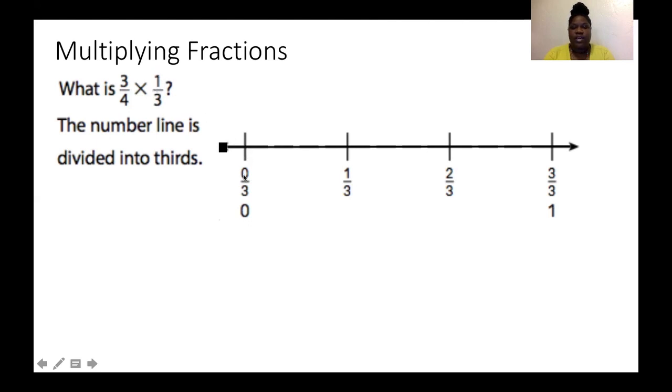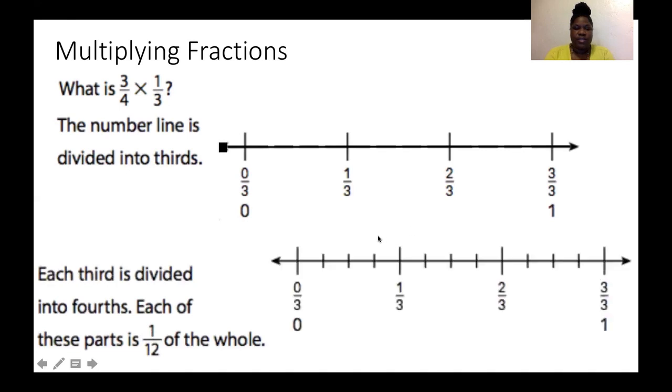So I'm going to say between 0 and 1, I'm going to draw 2 tick marks in between to make 3 equal parts, because this is 1, 2, 3 pieces. So the first line is 1/3, 2/3, 1 whole is the same thing as 3/3. The next thing I'm going to do is each third is going to be divided into fourths because my other denominator is 4. So I'm going to say 1, 2, 3, 4. So I draw 3 tick marks in between this third to make 4 pieces. Then I draw 3 more tick marks in between these thirds to make 4 pieces. And then I'm going to draw 3 more tick marks between these thirds to make 4 pieces.